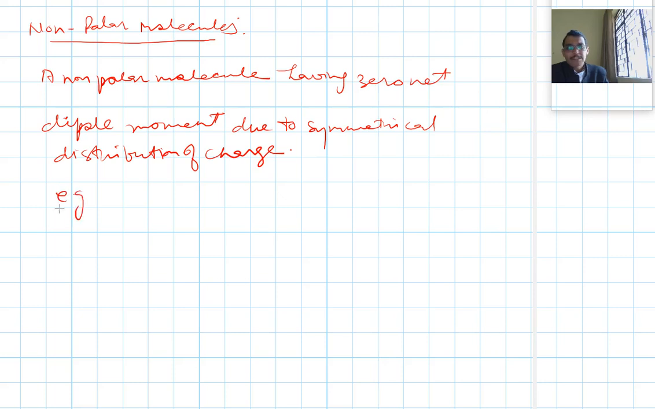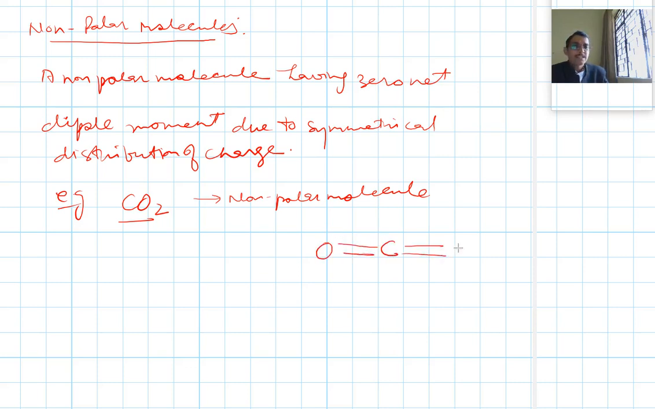For example, carbon dioxide is an example of a non-polar molecule. So it's carbon, and it is bonded to two oxygen atoms, and it is partially positive. That means they will cancel out each other, because actually an isolated C=O bond is polar, but they will cancel out. These two dipole moments will cancel out. Net effect will be 0, and charge is symmetrically distributed.